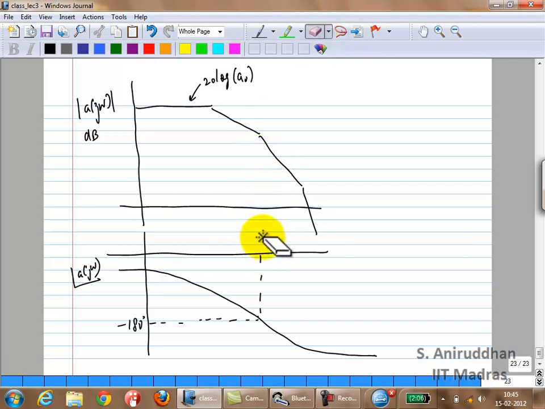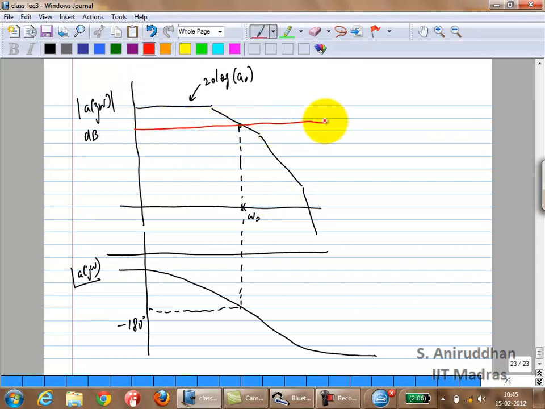So let me do a better job of it. Let's pick a point here. If you pick a point where this is -180 degrees, I am going to call this omega naught. This is the point where the phase crosses 180 degrees. So let us say I draw a line like this and I call this X.